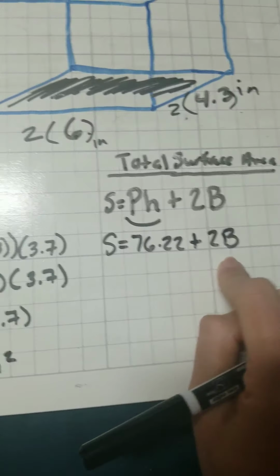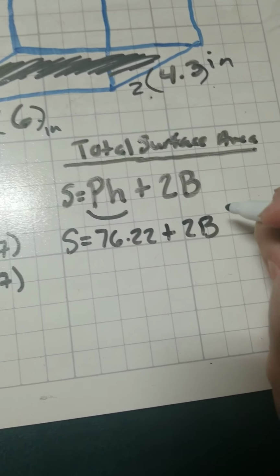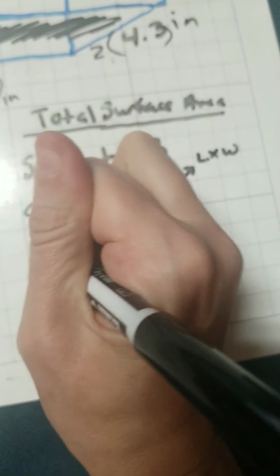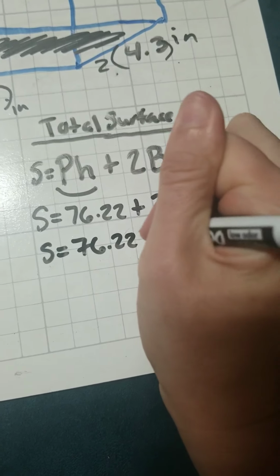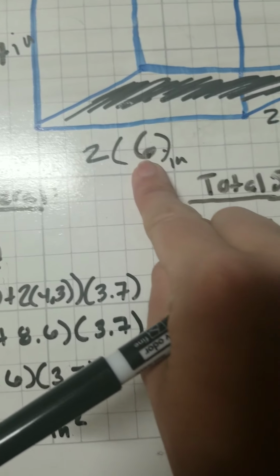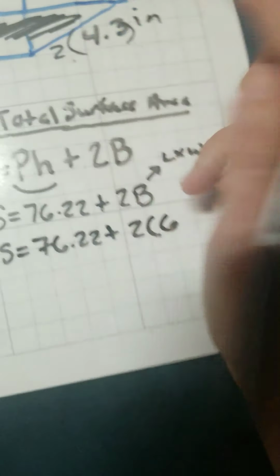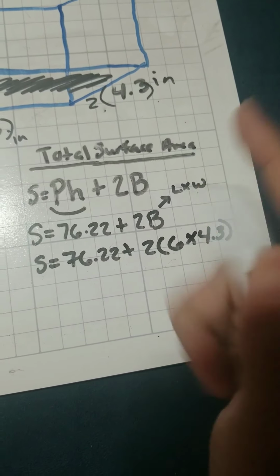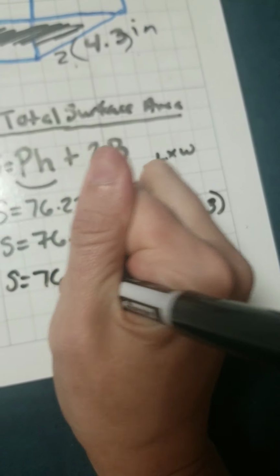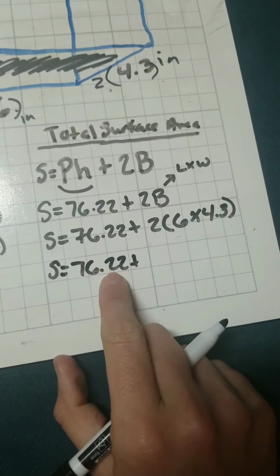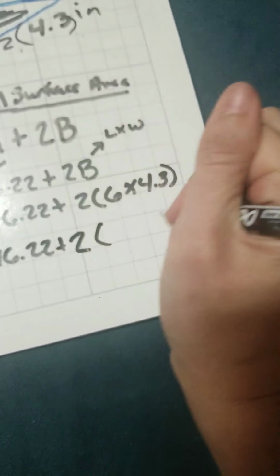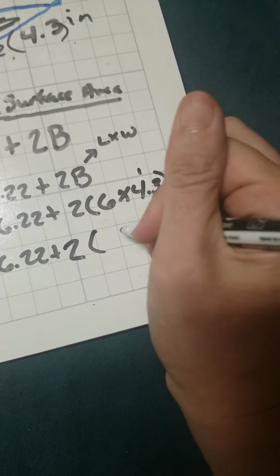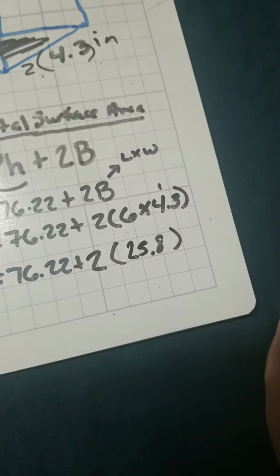So now to find area of the base. Well, my base is a rectangle. So to find area of the base, it is length times width. Surface area is 76.22 plus 2 times the length of 6 and the width of 4.3. So I'm going to multiply those two together. So that is my lateral surface area plus 2 bases with the quantity of 6 times 3 is 18, carry a 1. 6 times 4 is 24 plus 1 is 25, and I have to have 1 decimal place.